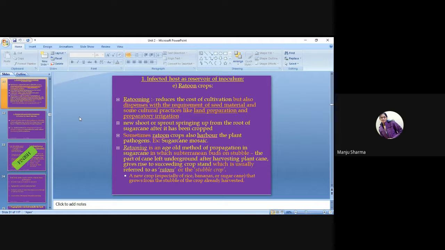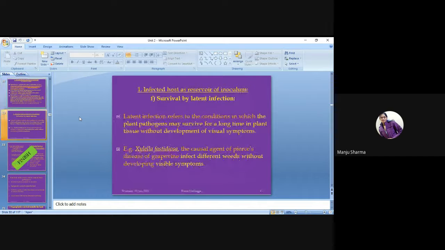Harvesting the plant cane gives rise to the succeeding crop stem, which is usually referred to as the ratoon of the stubble crop. So a ratoon is a new crop, especially of rice, bananas or sugarcane, that grows from the stubble of the crop that is already harvested. Then infected host as reservoir of inoculum, like survival by latent infection.